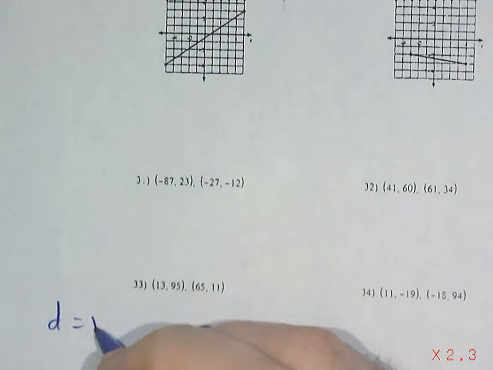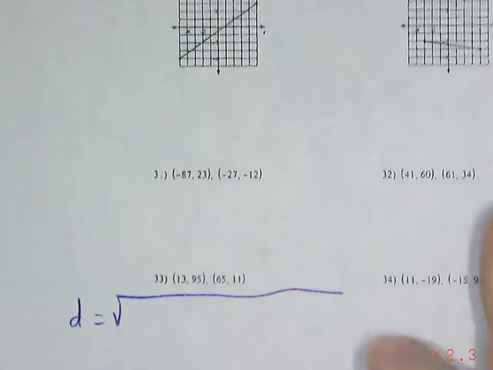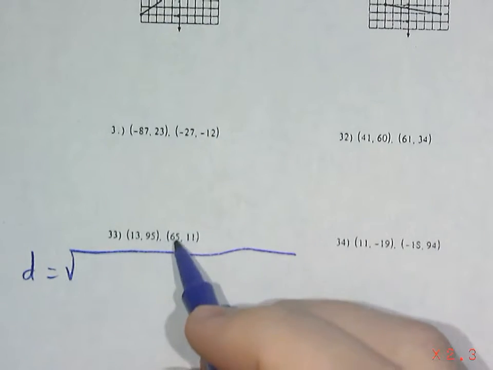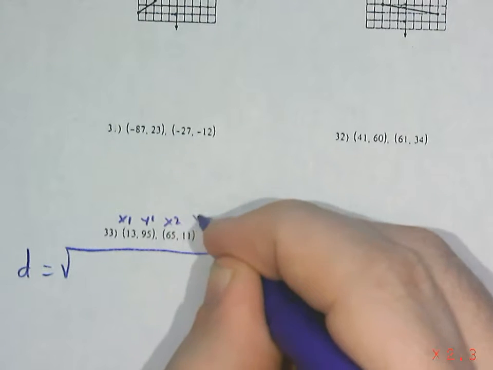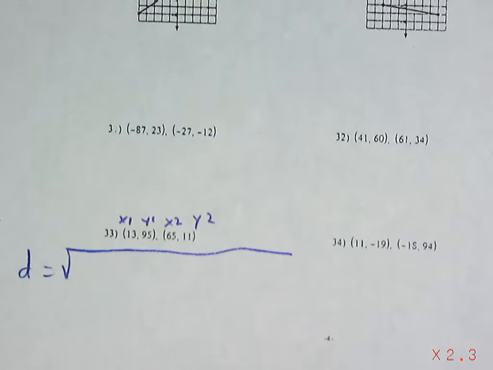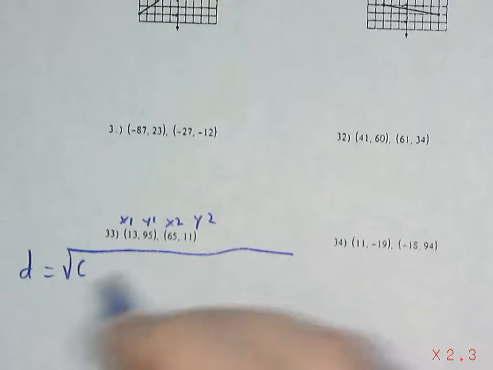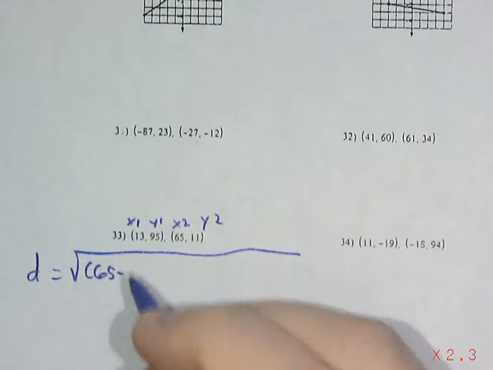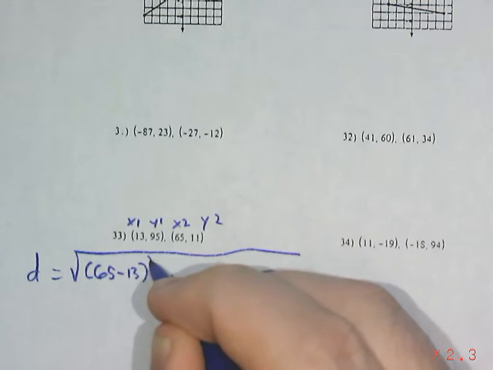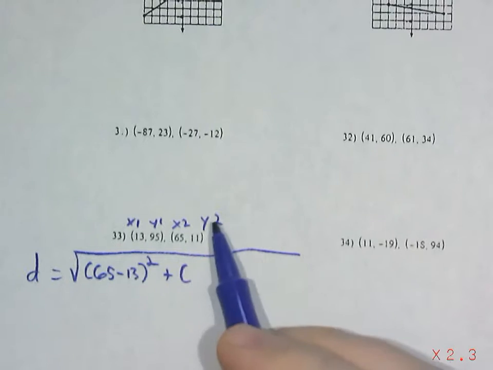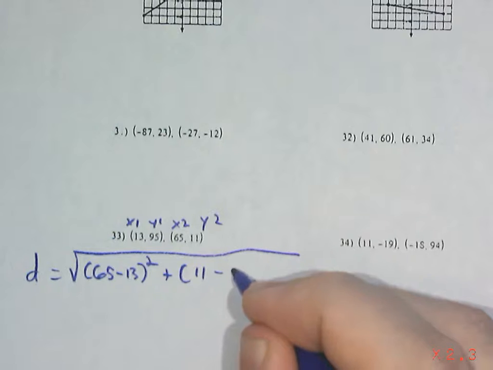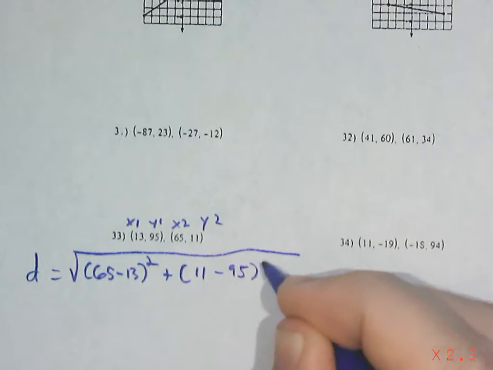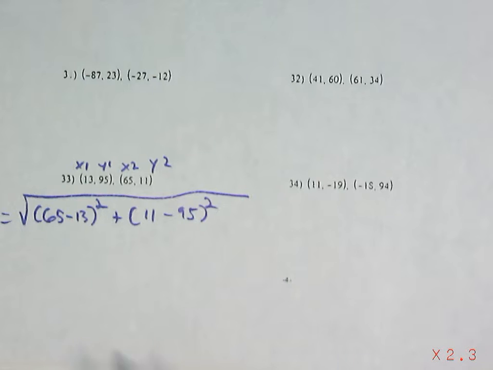Okay, so let's draw out our distance formula. So let's go x1, y1, x2, y2. X coordinate is always the first one in the ordered pair. Y coordinate is always the second. So if I take x2, which is 65, and minus 13, square it, then add it to y2, which is 11, minus 95, and then square it. Okay, so now I've got it set up.